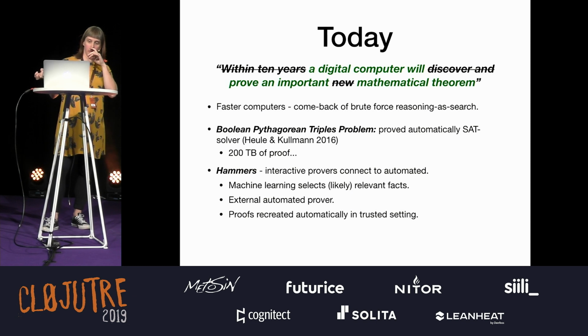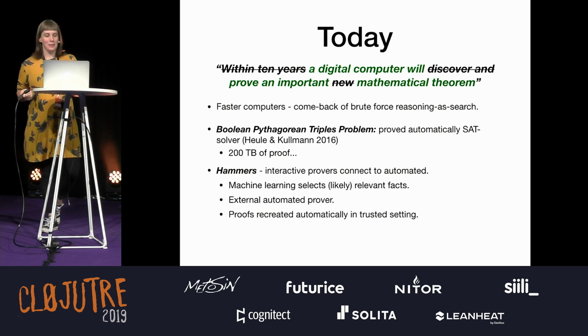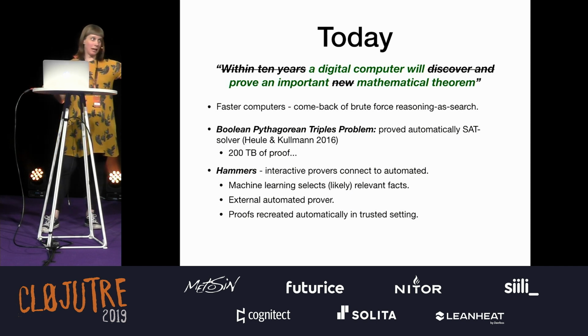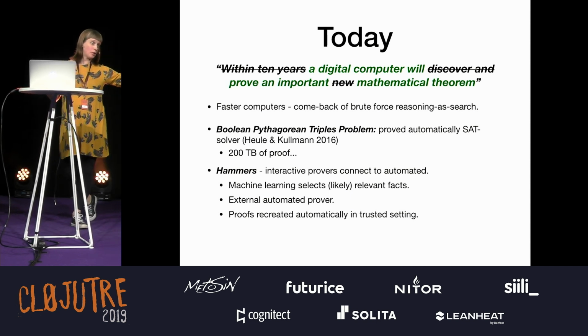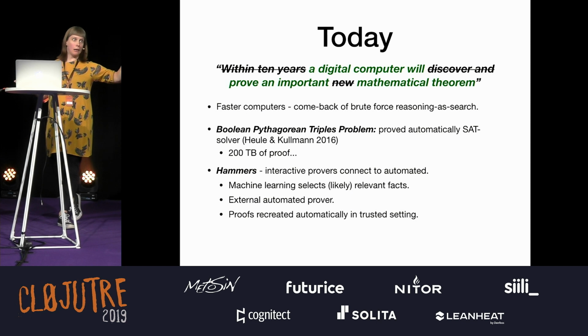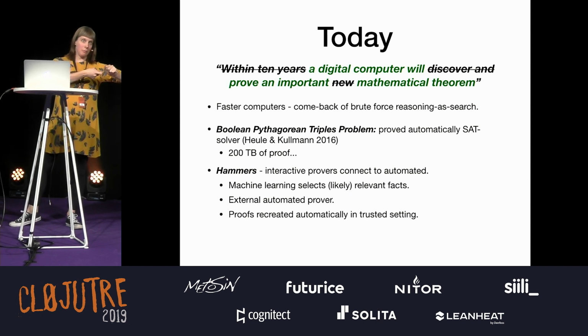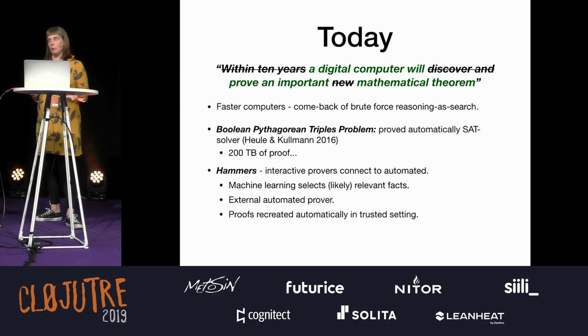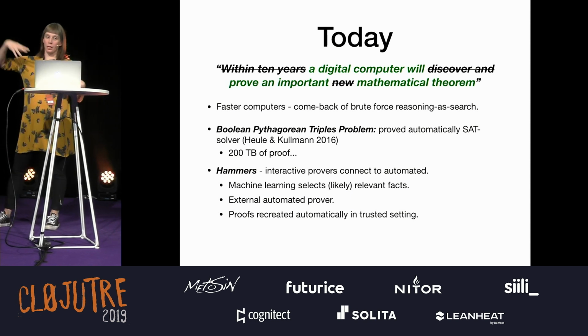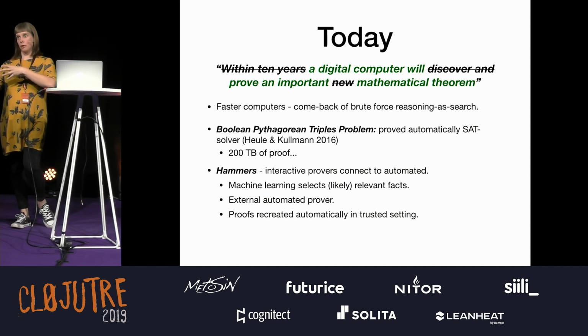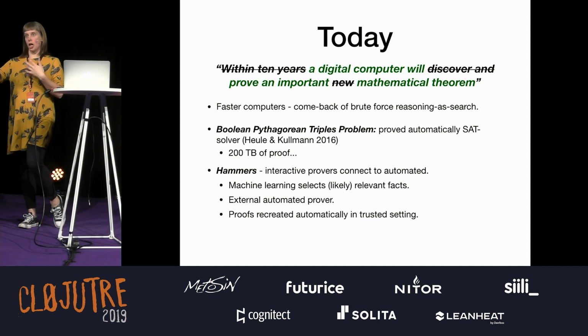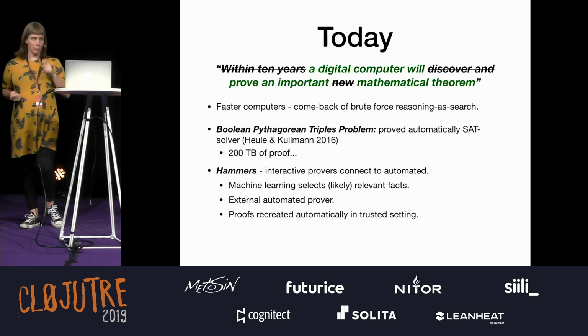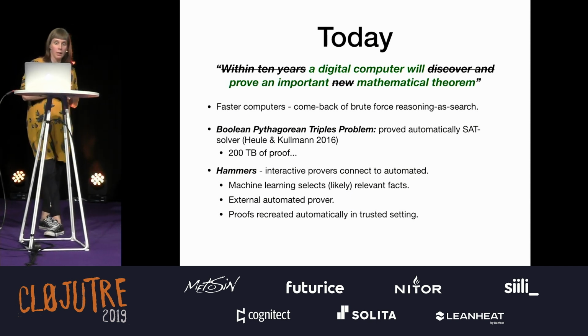Nowadays, another important tool is what are often called hammers. So we have these interactive provers that I talked about, where they can do the easy bits themselves, but the humans have to do the hard bits. But now we have connected them to automated provers. So larger and larger chunks of proofs can actually be done automatically.